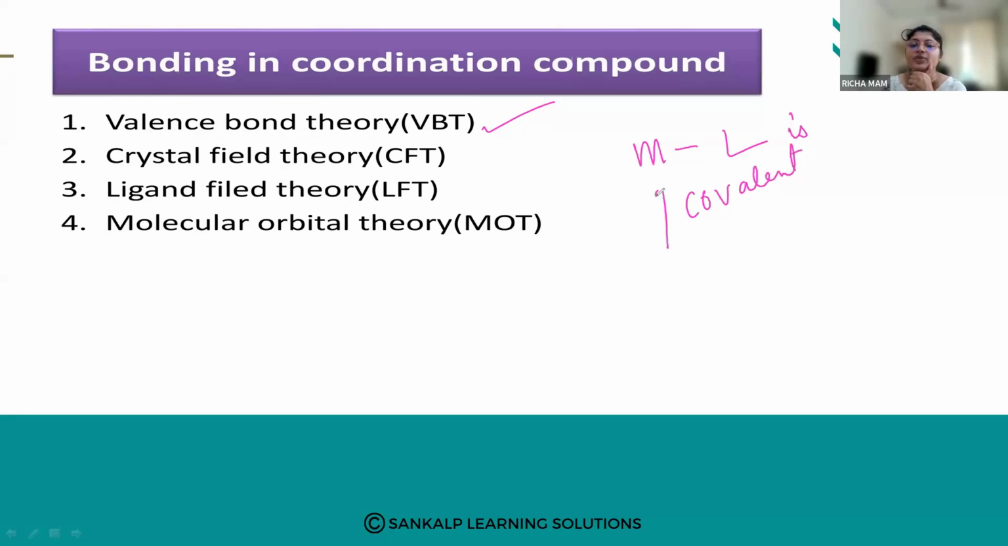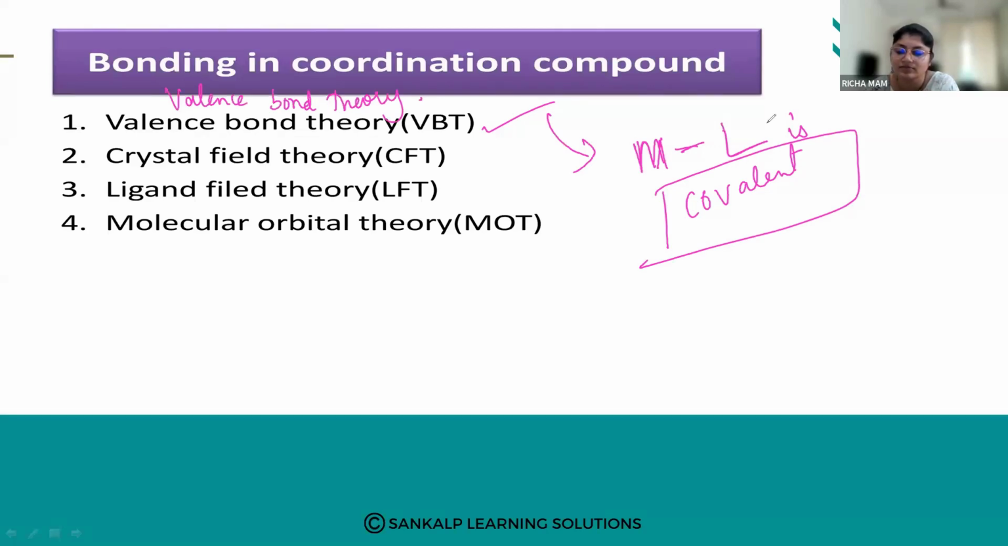What is a covalent bond? What does VBT, valence bond theory, tell you? It tells you that the bond which is formed between the metal and the ligand is purely covalent. What do you mean by covalent, students? What do you mean by covalent? Anybody?